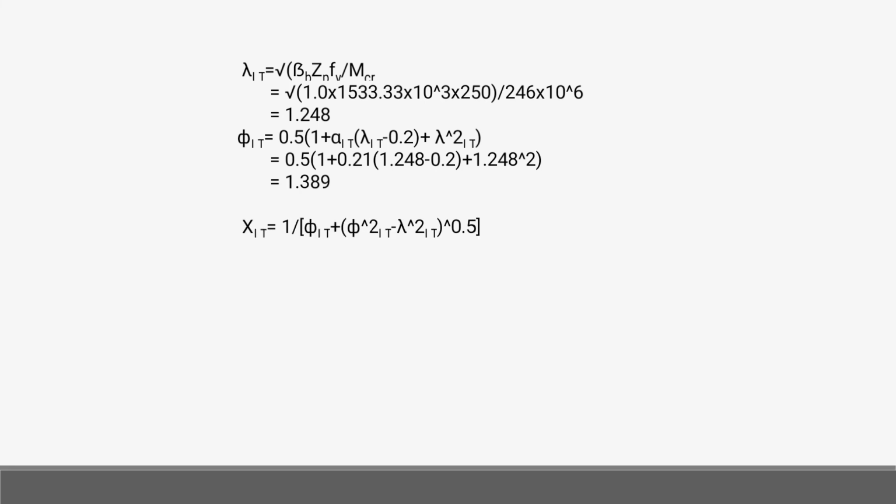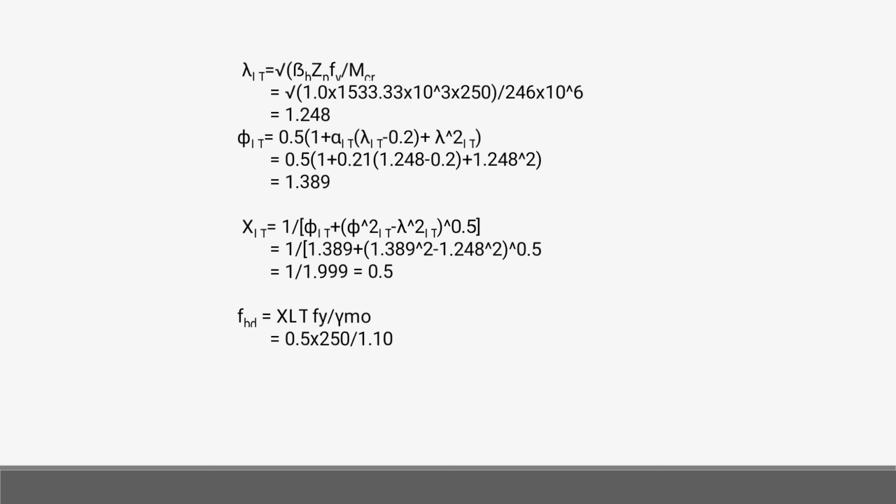So χLT is equal to 1 divided by the φ value and the λ value, and you know all these values. Applying the values, φ is 1.389, so χLT is equal to 0.5. So fbd is equal to χLT·fy divided by γm0. This formula is from our code book IS 800:2007. Apply all the values and you get fbd equal to 113.7 Newton per mm square or megapascal.